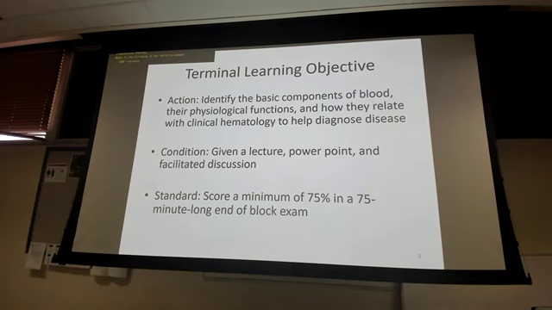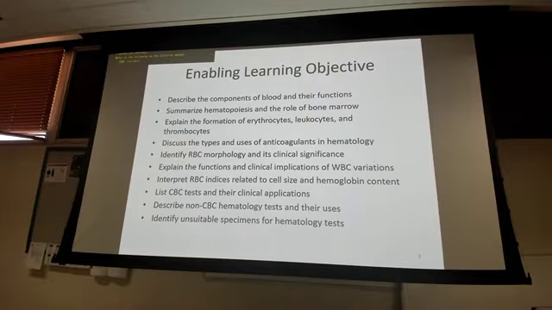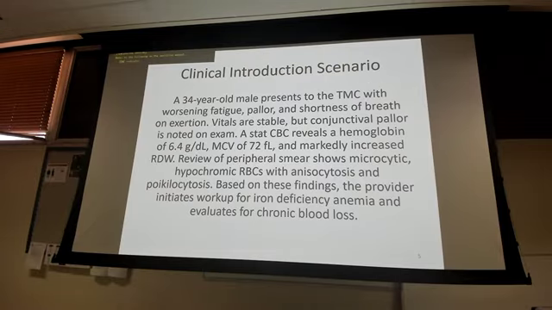All right, TLOs, y'all can read TLOs. ELOs, y'all can read that as well. We're going to talk about those blood and blood functions, the formation of red blood cells, white blood cells, and thrombocytes, which are platelets. We're going to talk a little bit about morphology and their clinical significance, and some implications of white blood cell variations. This is your lovely, lovely reference. This comes from chapters 32 through 34.